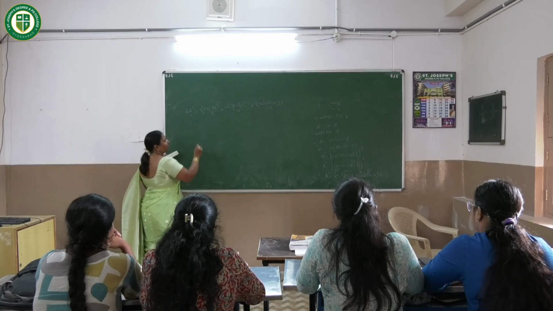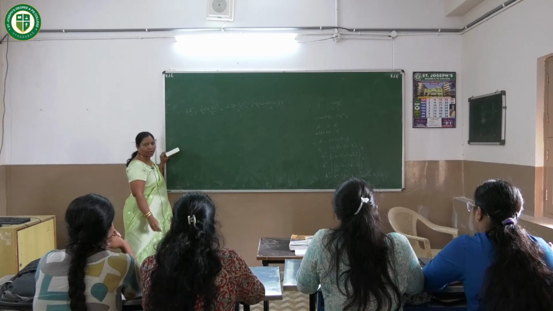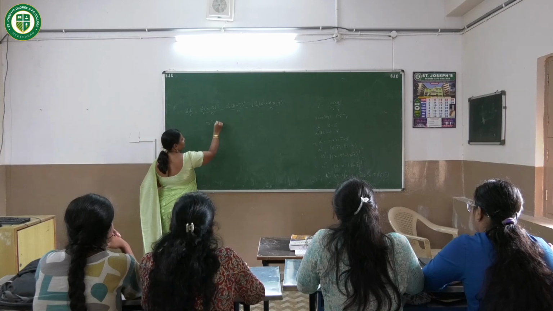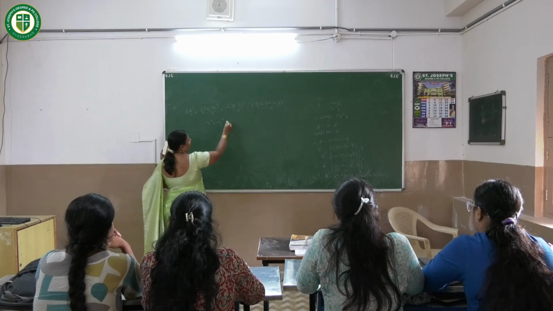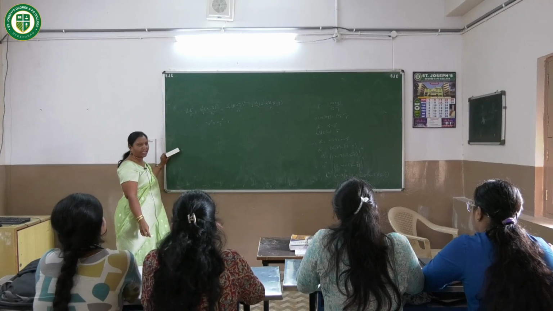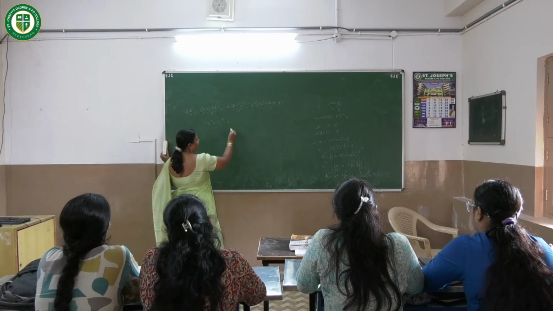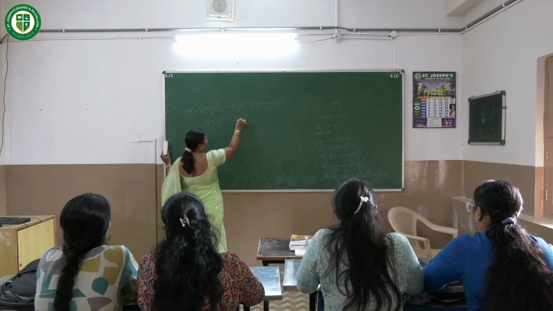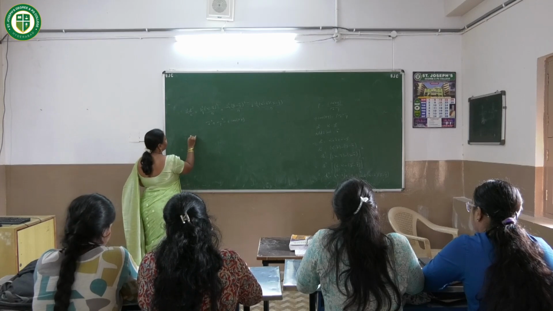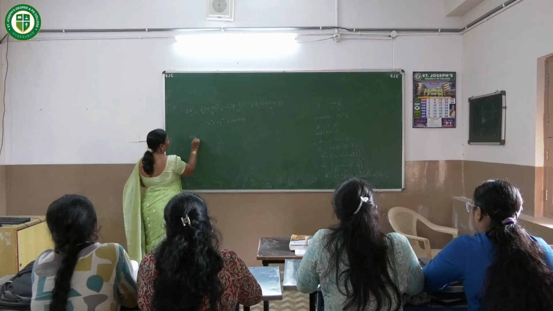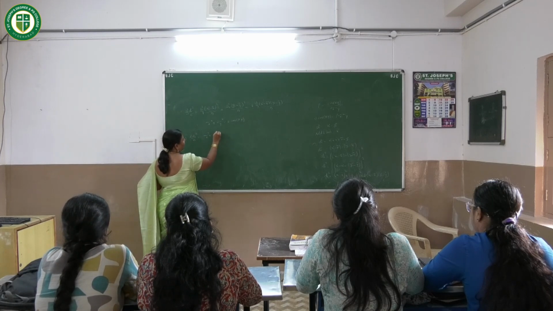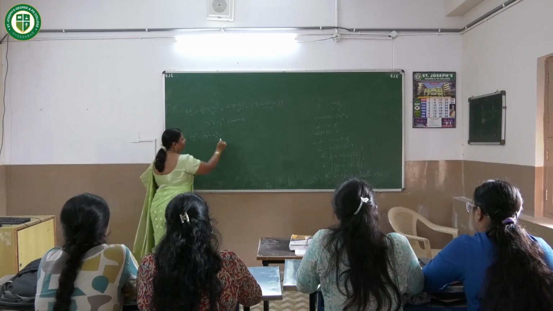We know that summation (xi minus x bar) whole square by n is nothing but sigma x square, this is sigma y square, and summation (xi minus x bar) into (yi minus y bar) by n is nothing but covariance of xy. That implies summation di square by n is equal to sigma x square plus sigma y square minus 2 times covariance of xy.